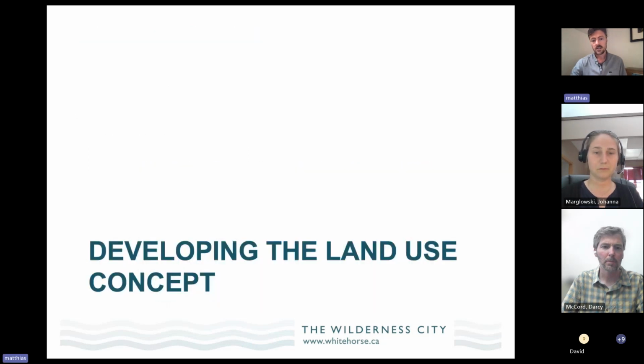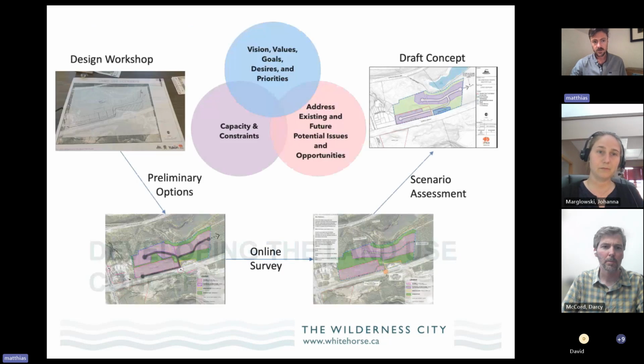So developing the land use concept. So essentially, what this slide is about and what we're trying to articulate here is that there's lots of different iterations or steps to developing the concept you see in the master plan, the draft master plan today. So we know we started with a design workshop. We're sketching. We're talking about the site, the different constraints, the opportunities, and then we're developing options.